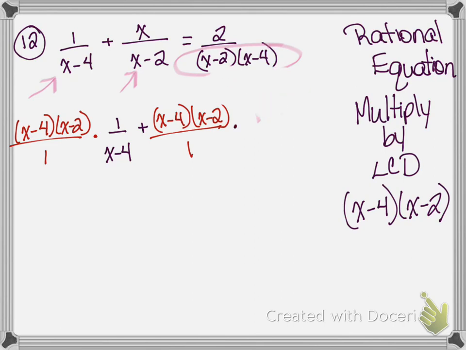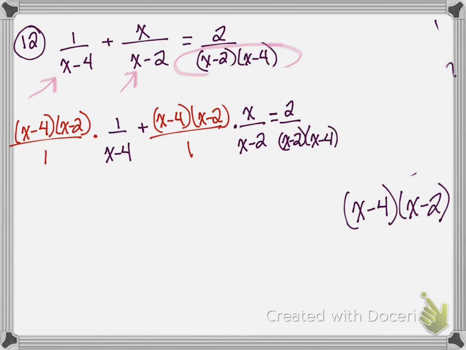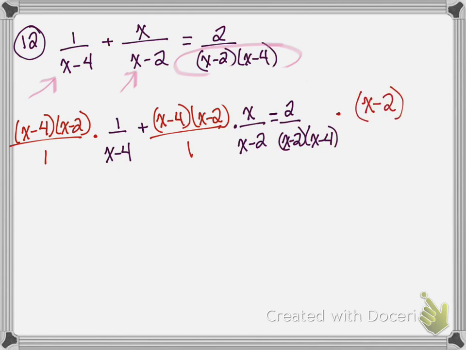times x over x minus 2. Then my final part of my equation, and I'm going to have to erase so that we have everything. Okay, I am multiplying times my LCD, which is x minus 2 times x minus 4.